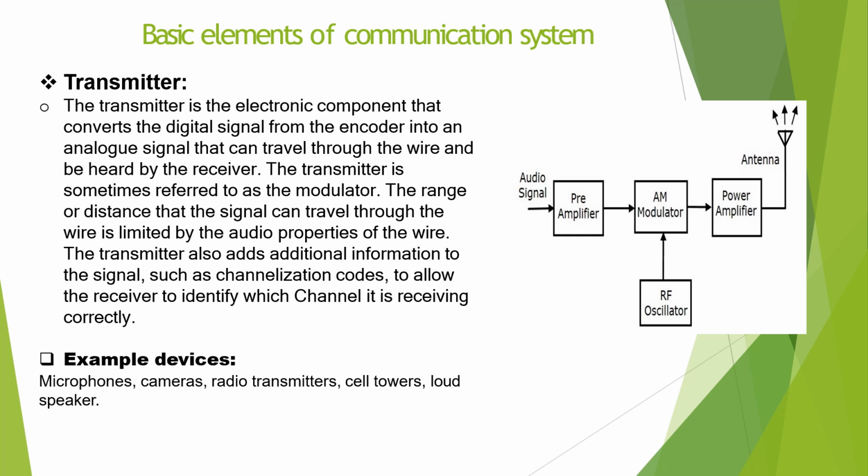Here's the diagram of the transmitter. It's like an audio signal which is going through the preamplifier. Then it's going to an AM modulator, and then through an RF oscillator. With the RF oscillator, it's going to a power amplifier, and then it reaches the antenna.